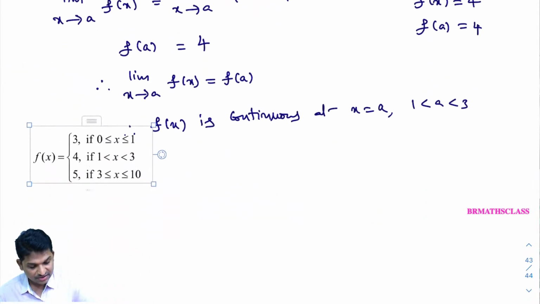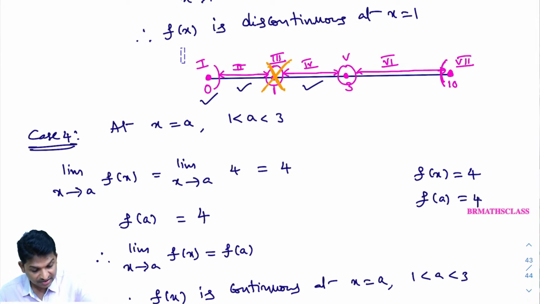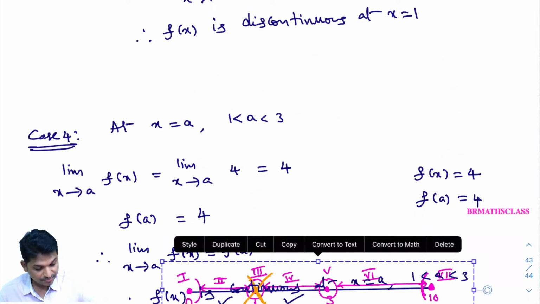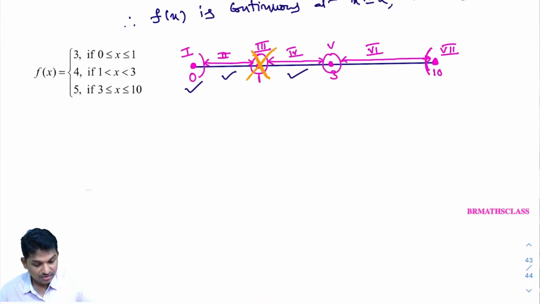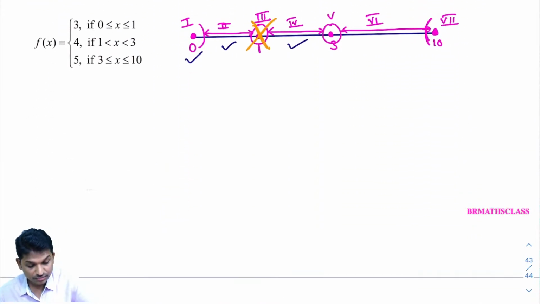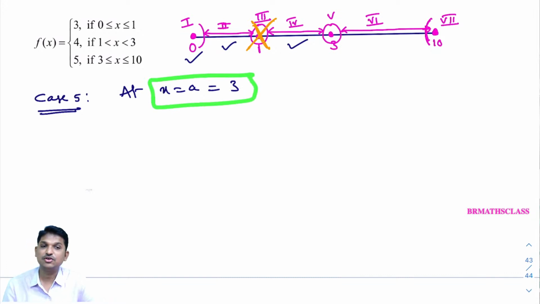Before starting case 5, I'll take this function and we need this number line. Case 5. What is case 5? At x equal to a, and what is the value of a, where I am checking continuity? At 3. The value of a is 3. So I am checking continuity at x equal to 3.